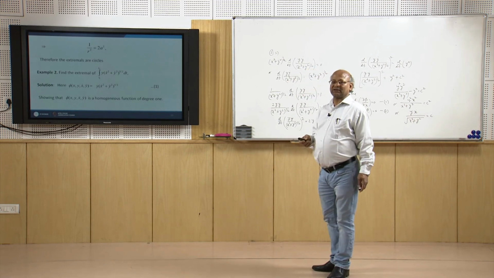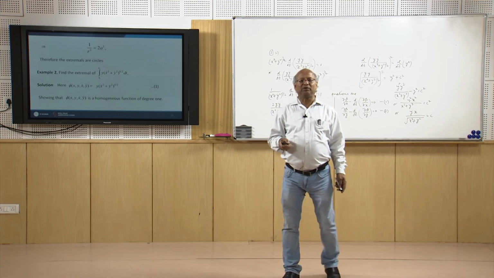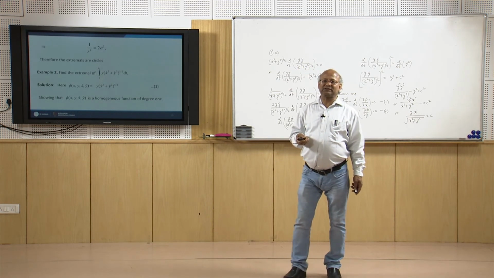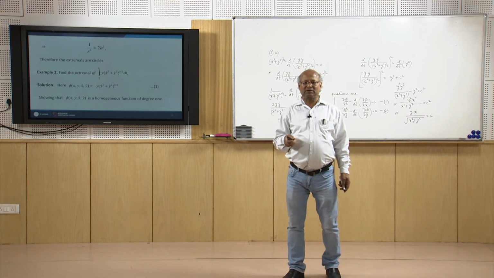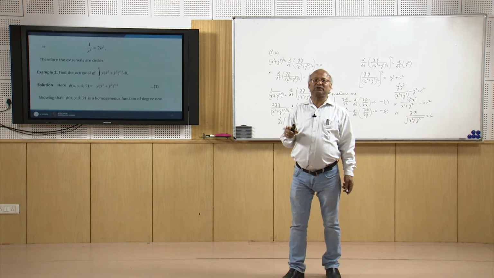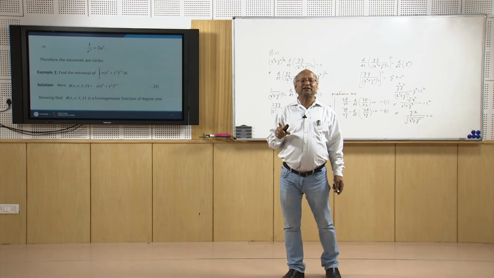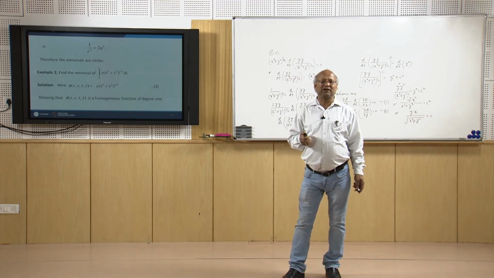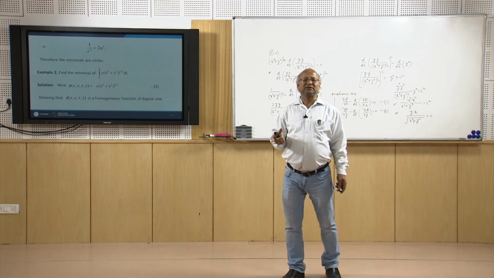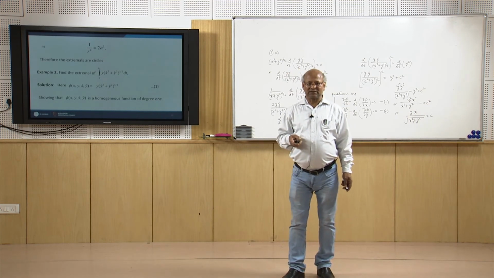In our next lecture we shall consider the variational problems with moving boundaries. So far we have considered the variational problems where both the endpoints (x1, y1) and (x2, y2) were fixed. Now we shall take the variational problems where either one or both the endpoints are not fixed, they are moving. So that will be discussed in the next lectures.